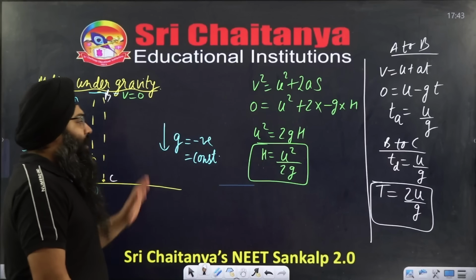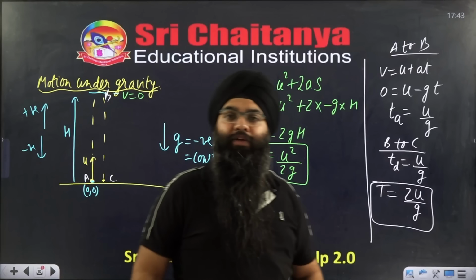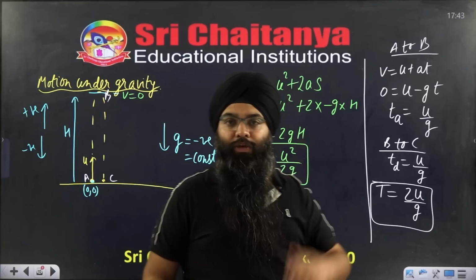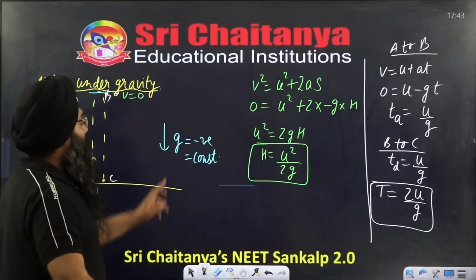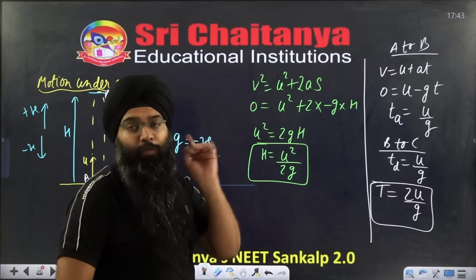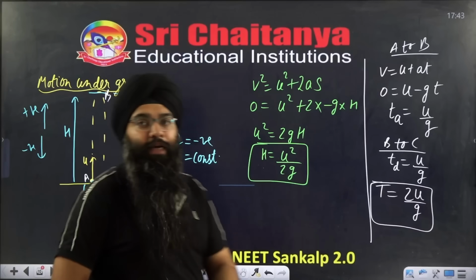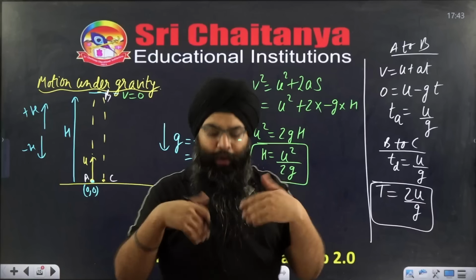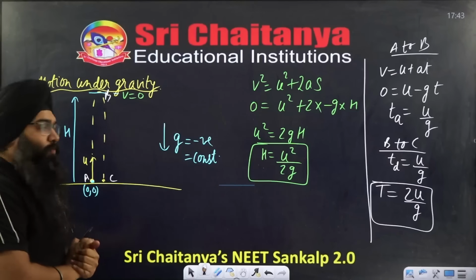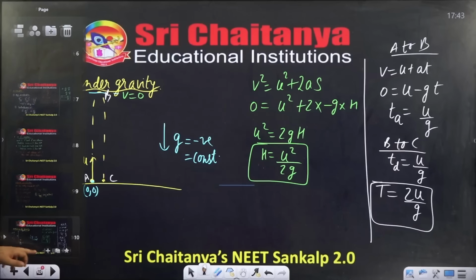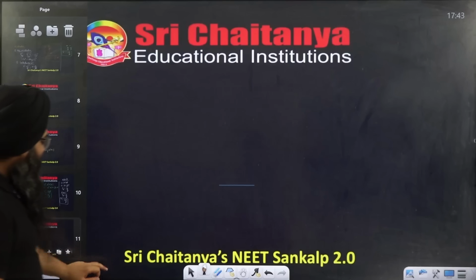So basically the concepts which you have to apply in motion under gravity are this only, that you have to apply kinematic equations, but please be aware about the sign, that the sign should be proper. The positive direction has to be taken as upward, and the downward direction is taken as negative. So you can apply anything. Okay? So I hope this particular thing is clear to you. Now let's come to the next concept.